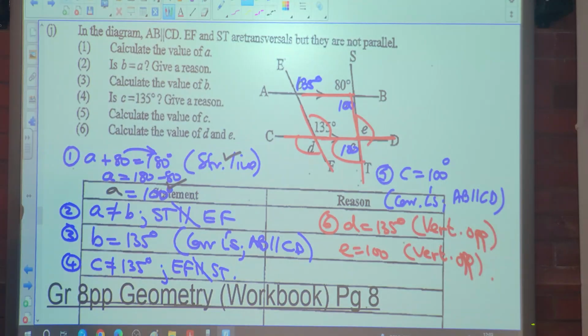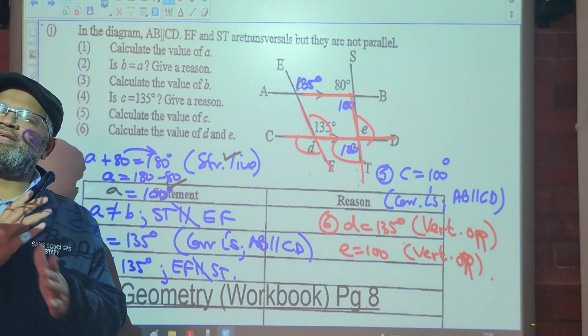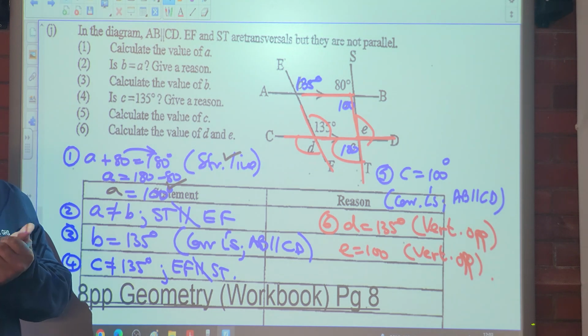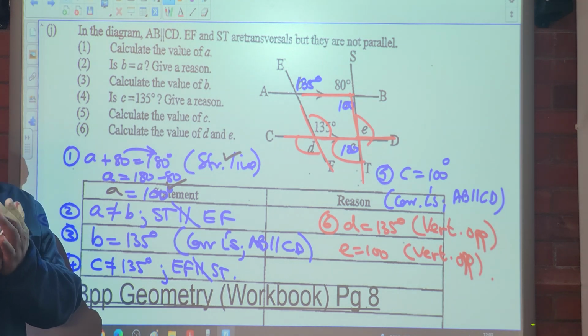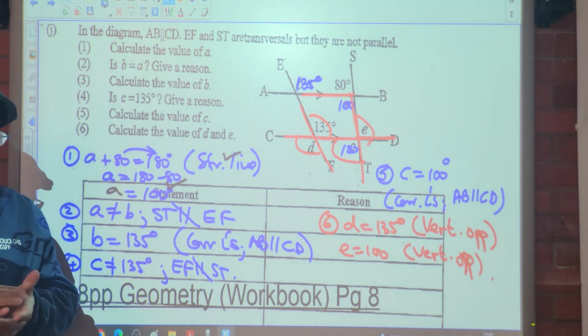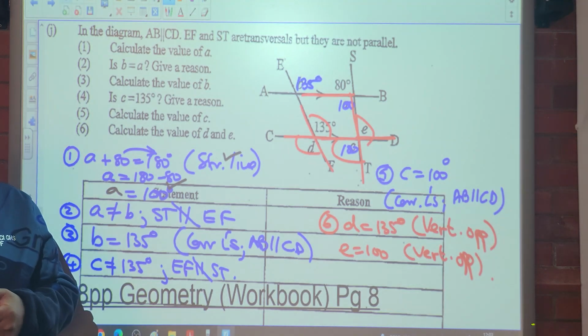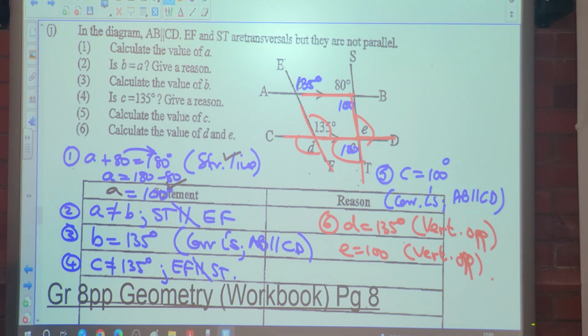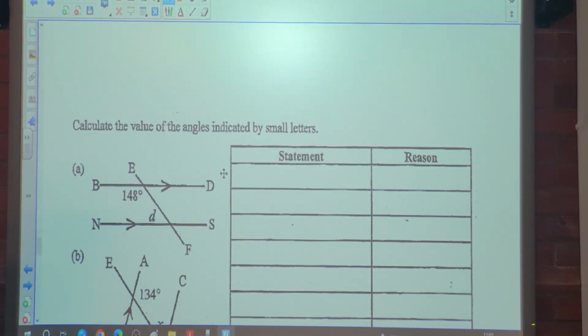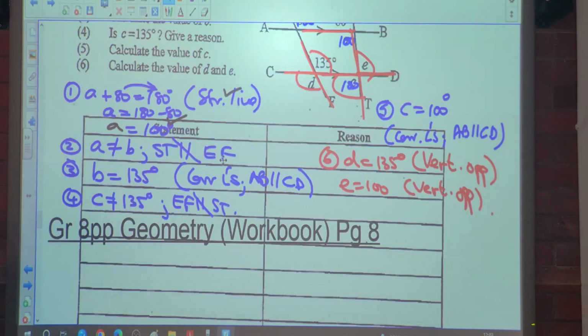Just don't forget, if lines are parallel and you're using your angles, you must say which are the set of parallel lines. Do you understand? Is there any confusion? No. Okay. So that brings us to the end of the page.